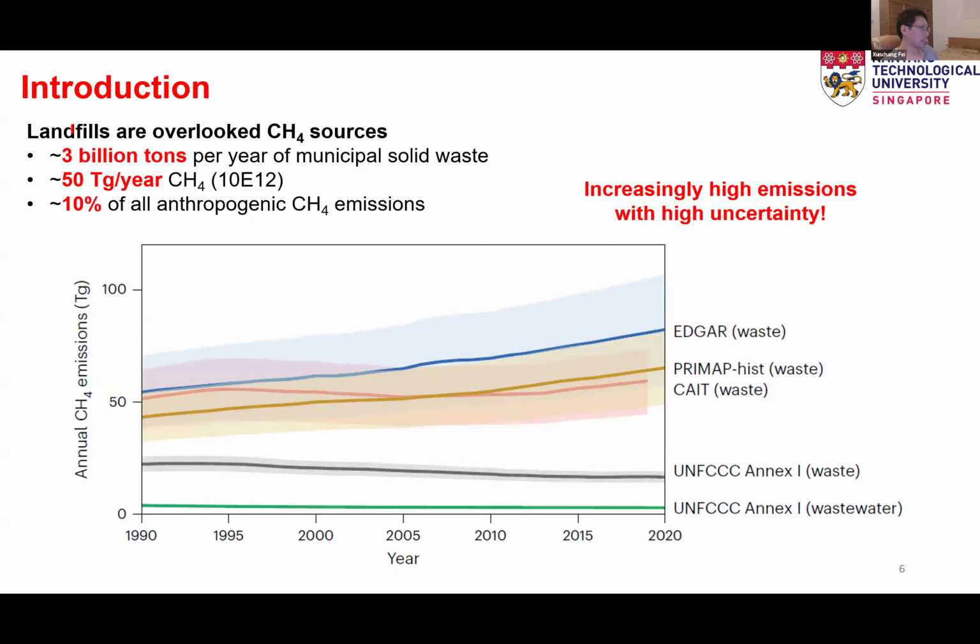All right, so then I was reading through all these news reports and announcements about the methane emission from waste, and then I basically gathered a few key numbers. The first one I just talked about: between 2 to 3 billion tons of municipal solid waste is generated every year globally, right? Then the number here shows about 50 tetragrams (Tg) of methane is generated every year only from municipal solid waste. This is 10 to the order of 12, so it's a huge number. And it accounts for about 10% of all the anthropogenic methane emission on Earth every year.